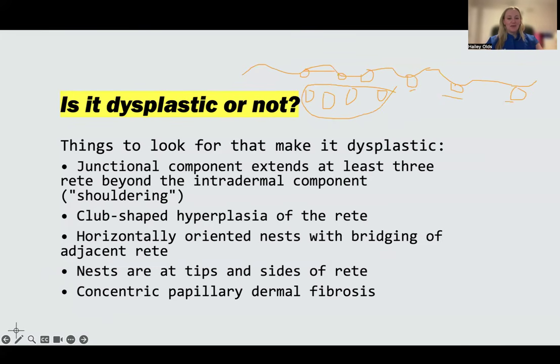And then you can have club shape hyperplasia of the reedy ridges. You can have nests with bridging of adjacent reedy ridges. The nests are at the tips and sides of the reedy ridges. And then you have that papillary dermal fibrosis that we talked about.